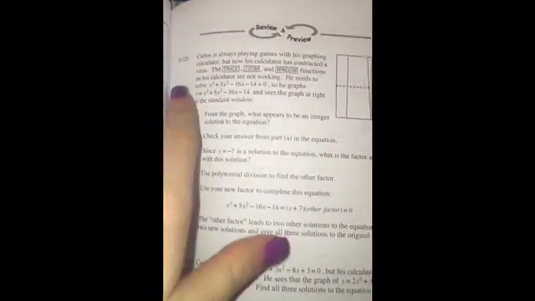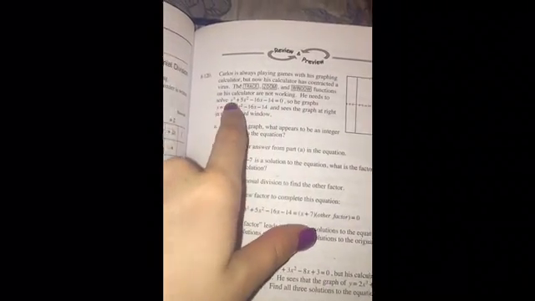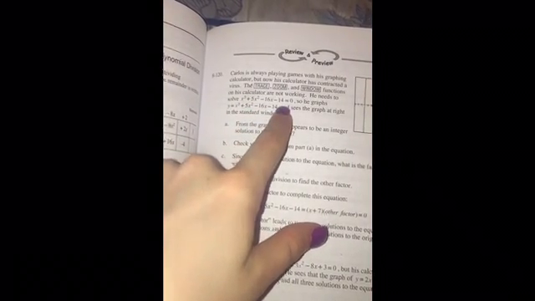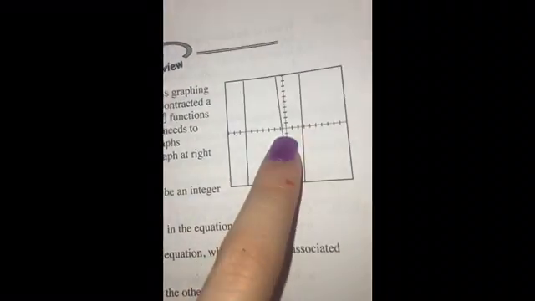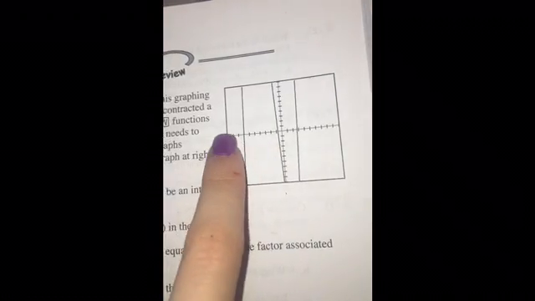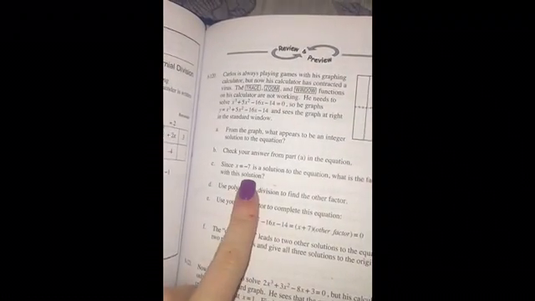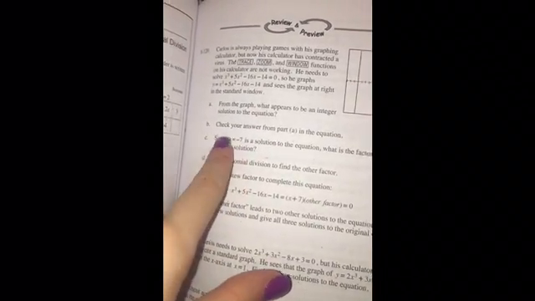In problem 8-120, Carlos is trying to solve x cubed plus 5x squared minus 16x minus 14. A says from the graph, what appears to be an integer solution to the equation. That would be x equals -7, because that's where it crosses the x-axis. B just says check your answer. And C, x equals -7 is a solution to the equation.